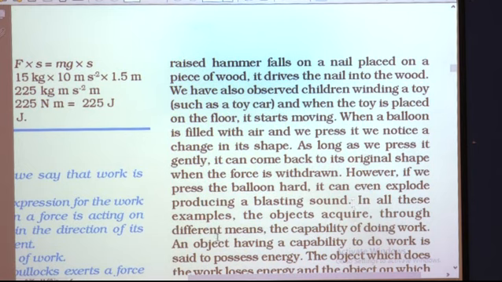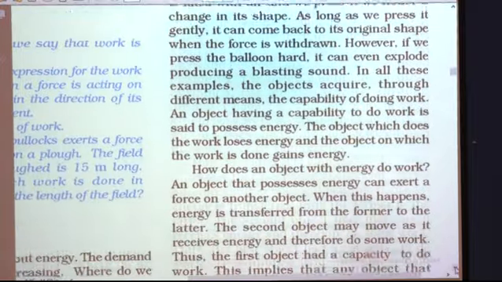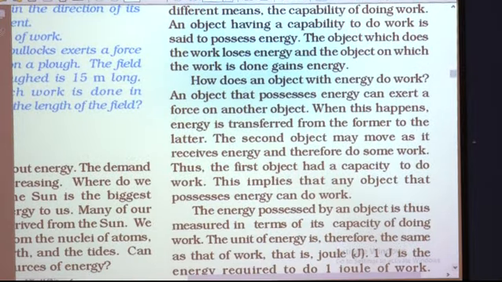In all these examples, the objects acquire, through different means, the capability of doing work. An object having the capability to do work is said to possess energy. So energy is nothing but the capacity to do work. When objects have the capability to do work, they have energy in them. The object which does the work loses energy, and the object on which the work is done gains energy.